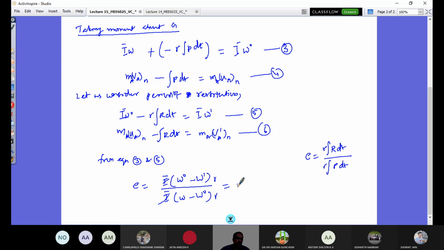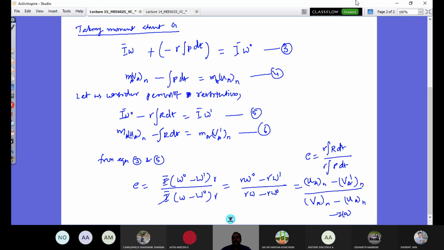So that's going to be R omega naught minus R omega dash by R omega minus R omega naught. So what is R omega naught? It is going to be UA of N, minus R omega dash is UA dash of N, by VA of N minus UA of N. Let's call this equation number 7A.